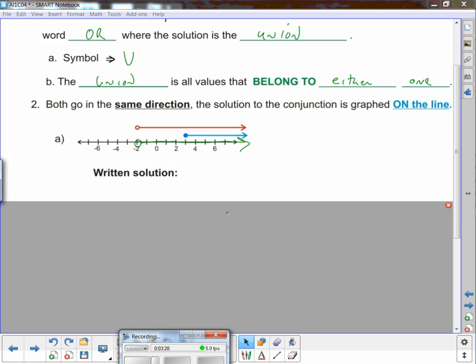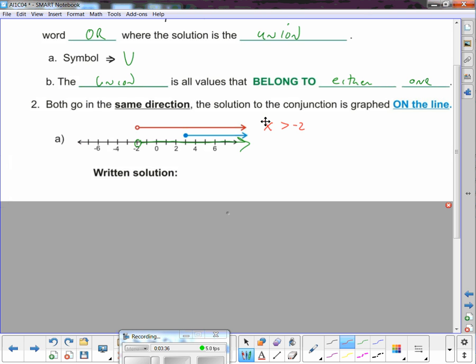Okay, so let's write our two inequalities here just for clarity's sake. The red one is x greater than -2. This is a disjunction, so we would have the word "or". And the blue one is x greater than or equal to 3. And now, because we're doing a disjunction, we're putting the two together. Our solution is x greater than -2. Again, this is now a disjunction, not a conjunction anymore. Put them together. What do you have? Any value from -2 on.